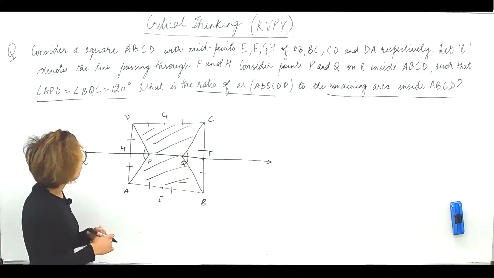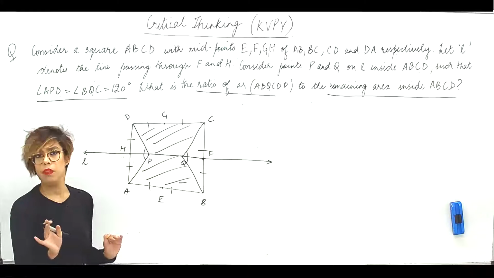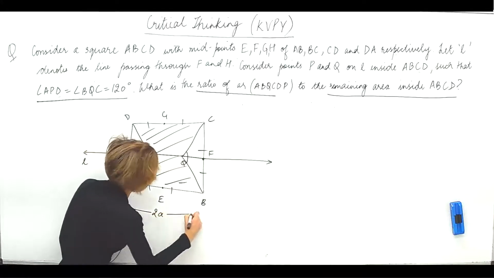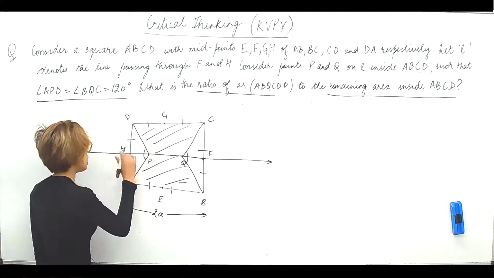Okay, so let's see. Now, definitely, the square is given. So let me consider that the length of the side of the square is 2a. Right? That I can do. That means I know that this length is a. This length is a.